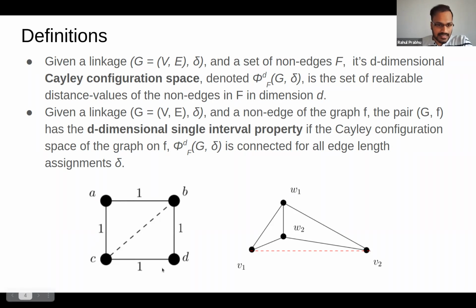So if you take this example over here, this is a linkage ABCD. I've given edge lengths 1 to all of the edges, and I'm choosing this dashed line CB to be my non-edge F. So the Cayley configuration space of this linkage on this non-edge is all of the realizable values, all of the lengths that CB can take in any realization of this linkage. As you can see, this can take a value anywhere between 0 and 2.